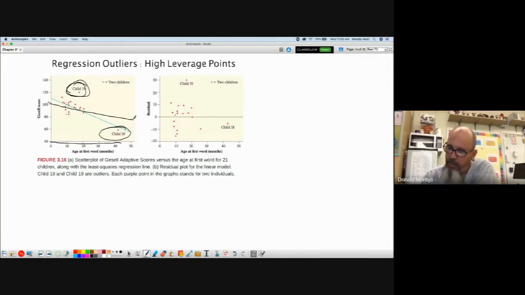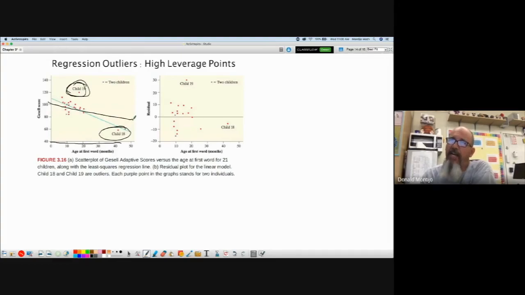Anyway, child 18, extreme X value. He's an outlier, or he's a high leverage point. He affects the correlation and the slope and the intercept. Child 19, regression outlier or high leverage point, will affect the slope, the correlation, and the y-intercept. Now, when we make a residual plot of this data, we can see that child 19 has a huge residual relative to everybody else. Child 18's residual is quite small, but is very extreme on the x-axis.